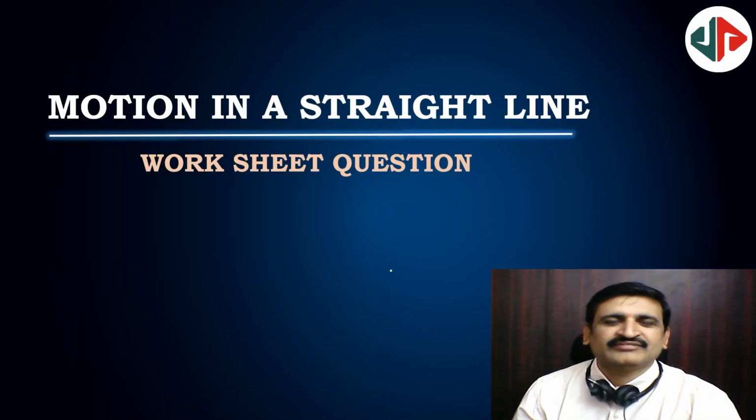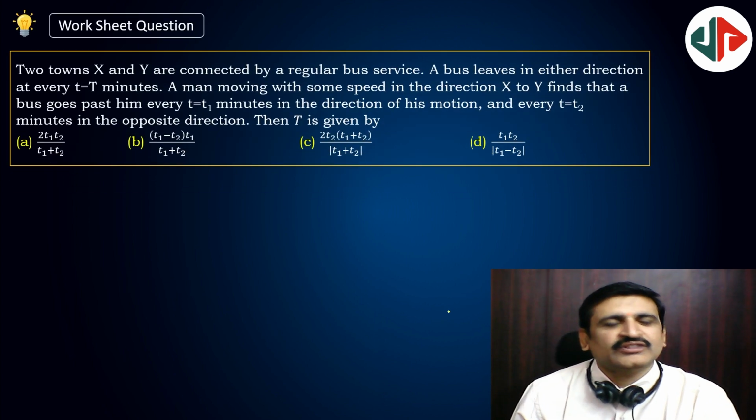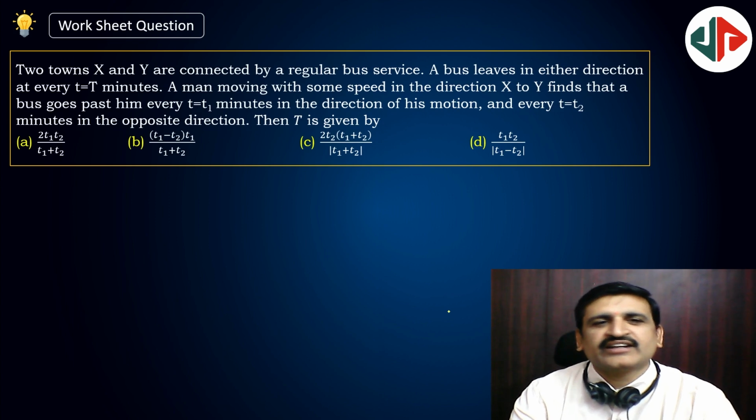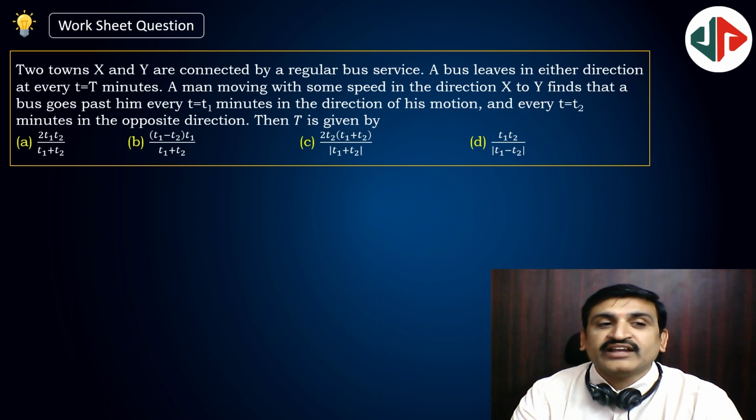Everybody. In this session, we are going to discuss worksheet questions based on the topic motion in a straight line. The question is: two towns X and Y are connected by a regular bus service. A bus leaves in either direction every t minutes. At every t minutes, a bus starts from X as well as from Y. The two towns are connected.